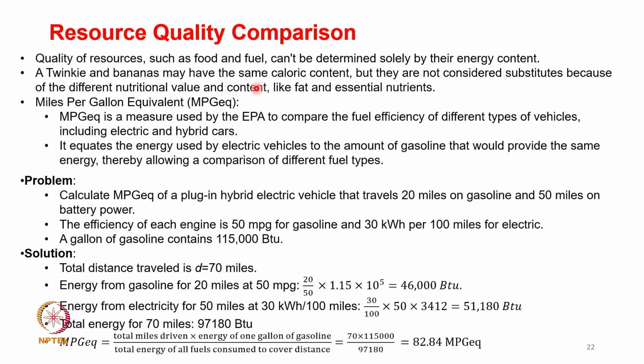One is of course to convert everything to miles per gallon equivalents, which is MPG. Miles per gallon equivalent is a measure used by the Environmental Protection Agency to compare the fuel efficiency of different types of vehicles, including electric cars and hybrid cars. So how do we compute the miles per gallon equivalent? It equates the energy used by the electric vehicle to the amount of gasoline that would provide the same energy, thereby allowing the comparison of different fuels.